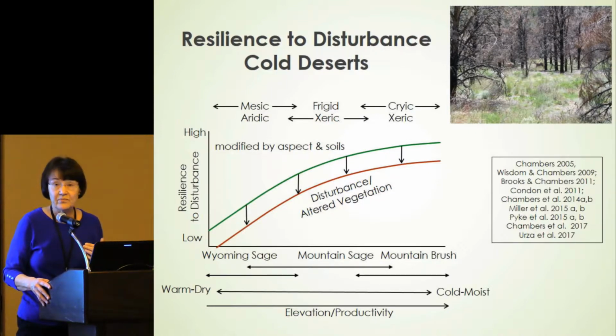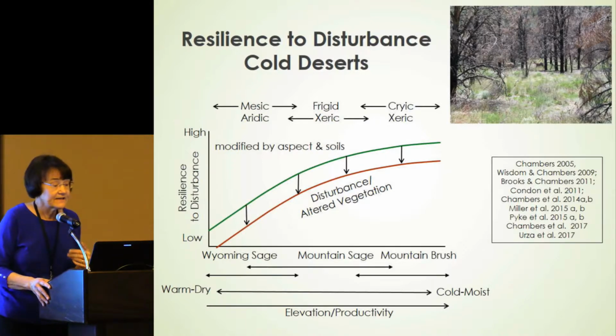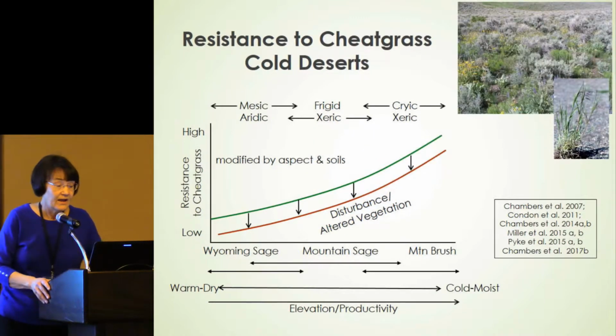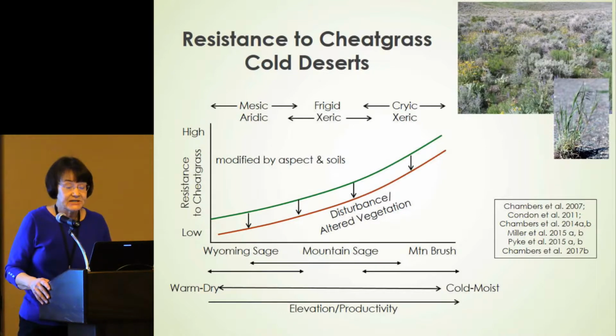Disturbances that alter the community composition of our vegetation communities can significantly decrease resilience in these systems. And particularly important are those perennial herbaceous species, the perennial grasses. This graph shows that resistance to cheatgrass also increases over these elevation gradients. This is first because climate suitability is greatest in those lower elevation, warm and dry Wyoming sage communities, and lowest in our higher elevation mountain brush communities.